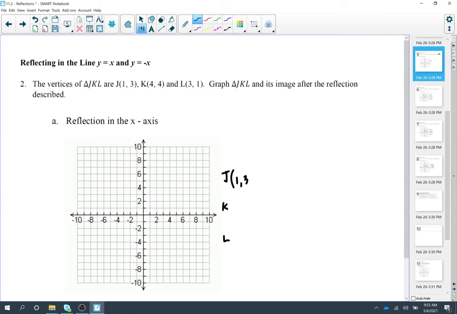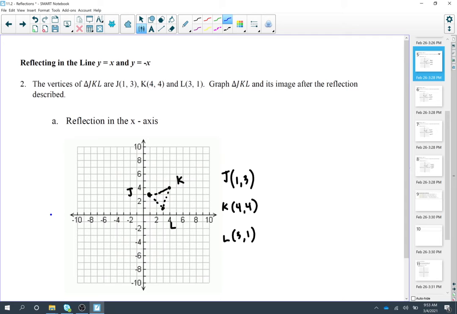J is at 1, 3. K is at 4, 4. And L is at 3, 1. And then dotted line. There's our triangle. Now, this one says that we have to do a reflection in the x-axis.